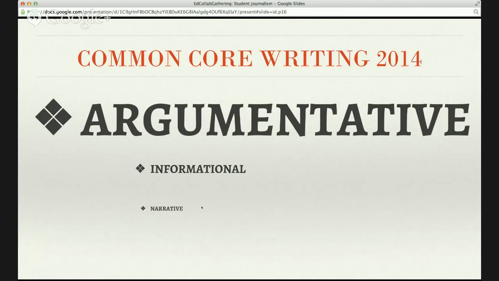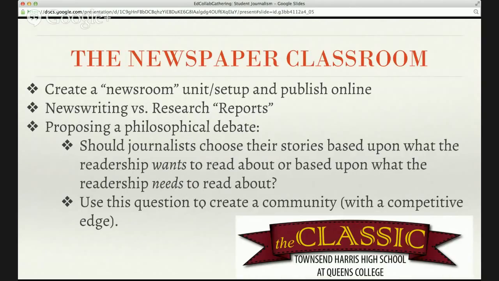My proposal is that if you don't already have some kind of unit involving newspaper writing, you make one and try it out. Turn your class into a newsroom. Publish student writing online. And the idea is when you have them creating a real newspaper, a real online publication, they're going to be doing the 3 types of writing all at once.